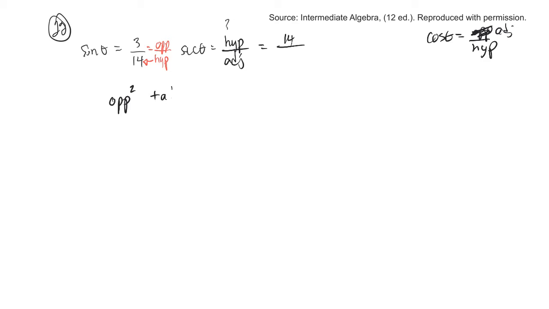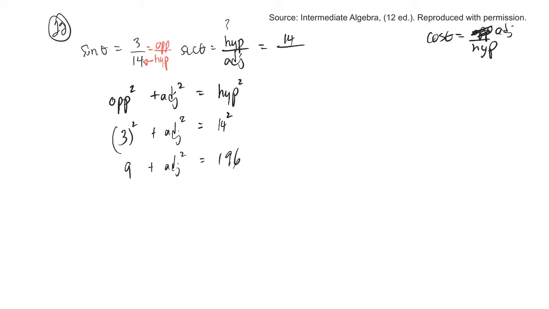So opposite squared plus adjacent squared is equal to the hypotenuse squared. And I can plug that in and solve for, looks like I'm solving for the adjacent side. So opposite side is 3, so 3 squared plus the adjacent side squared is equal to the hypotenuse 14 squared. So 9 plus the adjacent side squared is equal to whatever that is multiplied. Subtract by 9, that'd be 187.